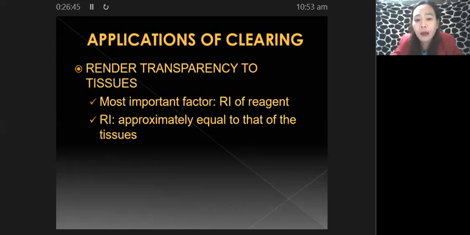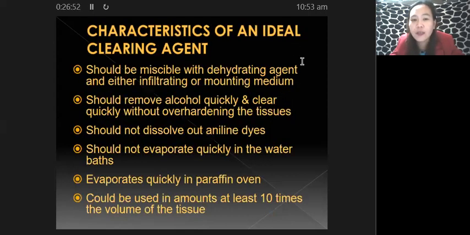So what are the different characteristics of an ideal clearing agent? These are the different characteristics. Number one, it should be miscible with your dehydrating agent and either the infiltration or mounting medium. So kindly add also that if, for example, you are performing clearing in mounting, it should also be miscible with the staining solution that you are going to use.